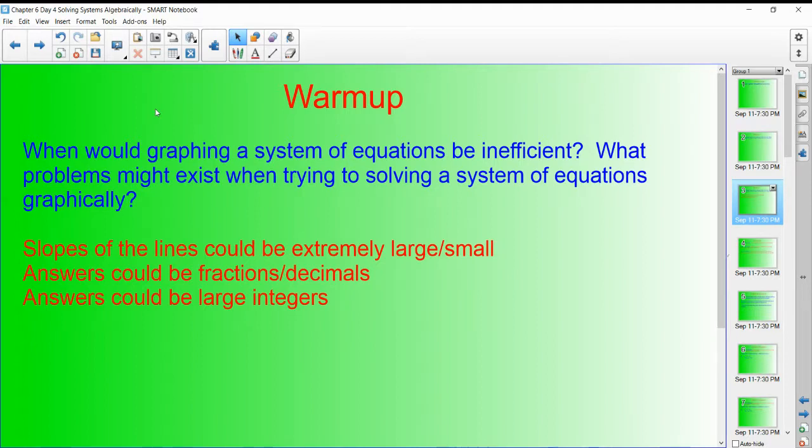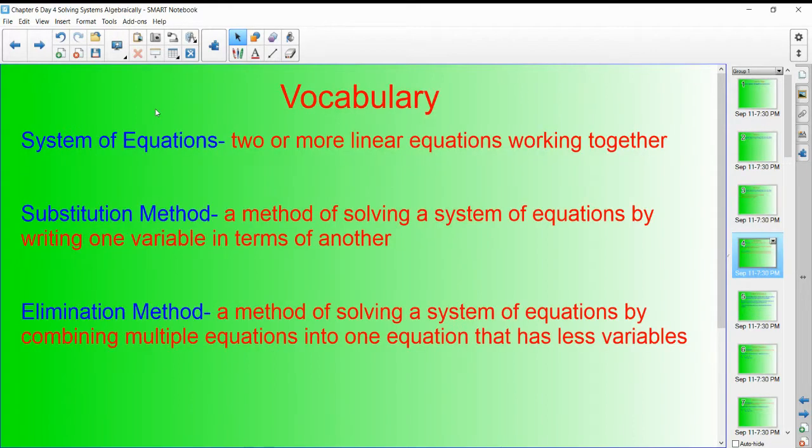Now, graphing will always work. If you have a large amount of graph paper and you know how to scale your axes and make a really, really big graph, you can do it that way. But sometimes solving algebraically is just a little bit more efficient, or we like doing it that way a little bit more, especially when we have 3, 4, 5 equations that we're going to work with. So we're still going to deal with systems of equations, so multiple equations working together. And today we're going to learn about the substitution method and the elimination method.